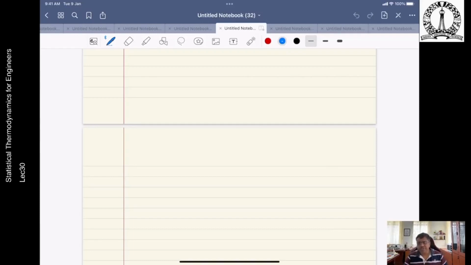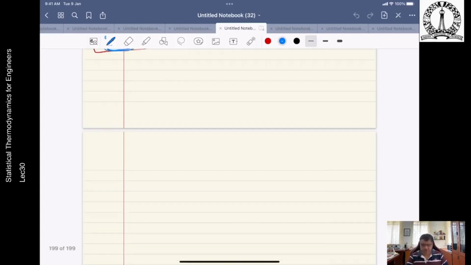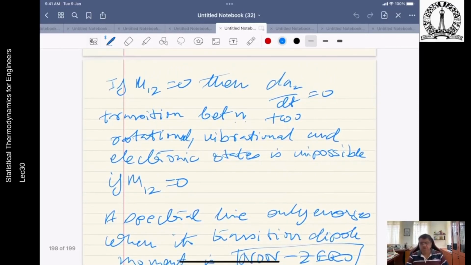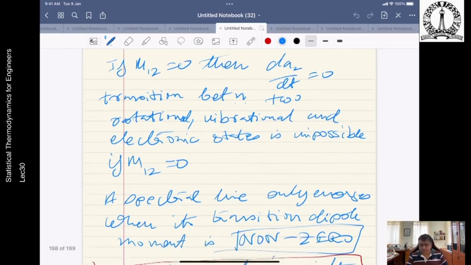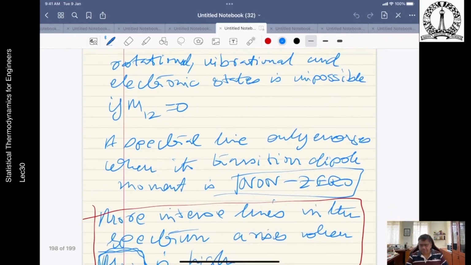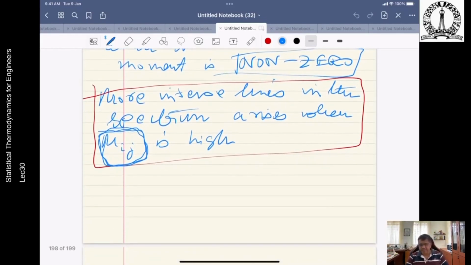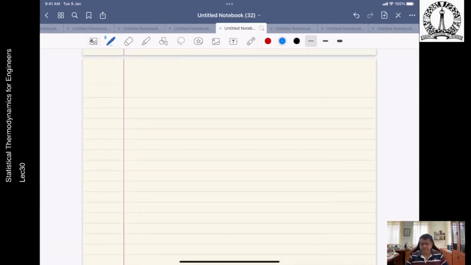Welcome to lecture number 30 of the Statistical Thermodynamics course. We have already covered, in the previous lectures, what is called a transition dipole moment. We also saw that if M12, the transition dipole moment, is zero, a transition between two rotational, vibrational, or electronic states is impossible. A spectral line only emerges when its transition dipole moment is non-zero, and usually the more intense lines in the spectrum arise when Mij, the transition dipole moment, is higher.